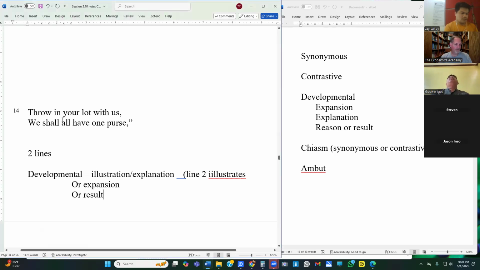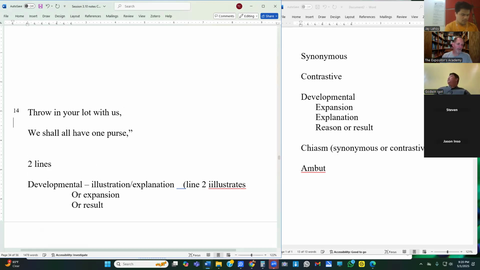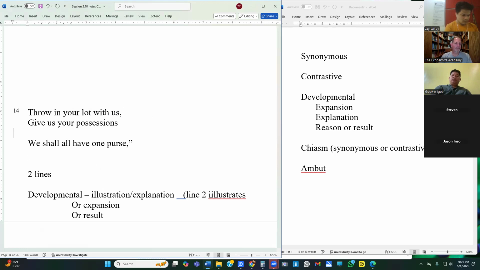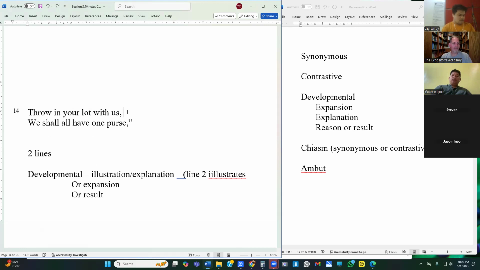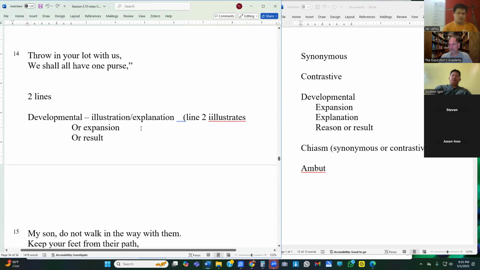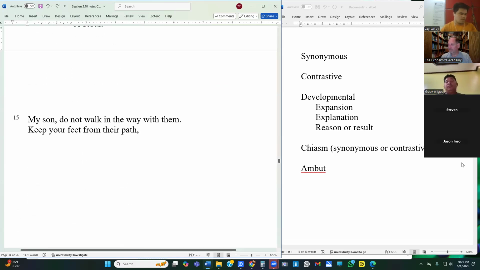So it's probably not synonymous or contrasting, right? Because the second line doesn't say the same thing, it's saying something different. If he had said, throw in your lot with us, give us your possessions, I don't know, that would be more synonymous. But here he's saying something else. So I think probably result makes the most sense to me. Okay. Yes. Thanks, Dr. Tim. Thank you. Jay, give you verse 15.